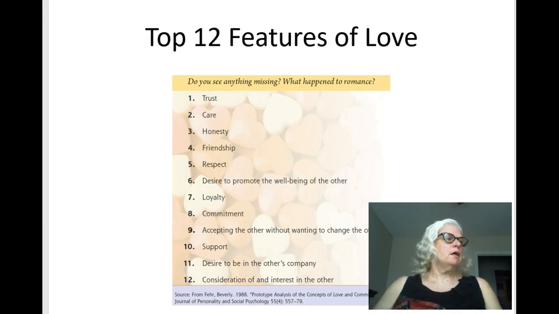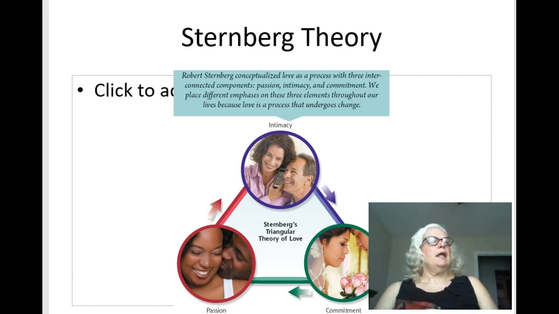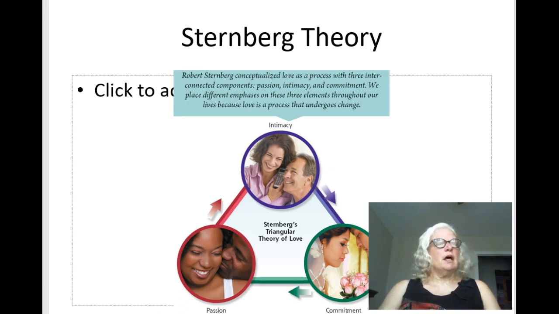But once we're in love, there are a lot of theories of love. Sternberg has a theory of love, and I bring up his theory because I think it's important to think about how love has multiple levels. He conceptualized love as a process with three interconnecting components: passion, intimacy, and commitment. We place different emphasis on all three of these elements throughout our lives because love is a process that undergoes change. Does that stay in effect today with the changing society? Those are things you need to continue to question throughout this whole thought about how we end up with someone. Our process is not always this equilateral triangle, is it?